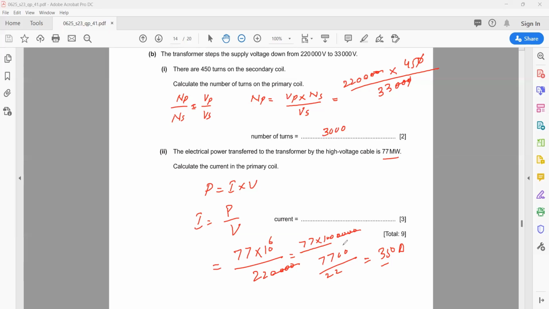It's 35. How 35? Can you do it? 77 million over 220,000. Yeah, I think I have a mistake here. 350, yes, 350 ampere. Got it?